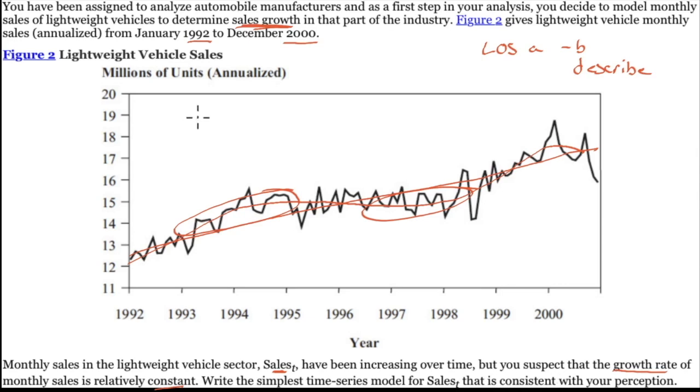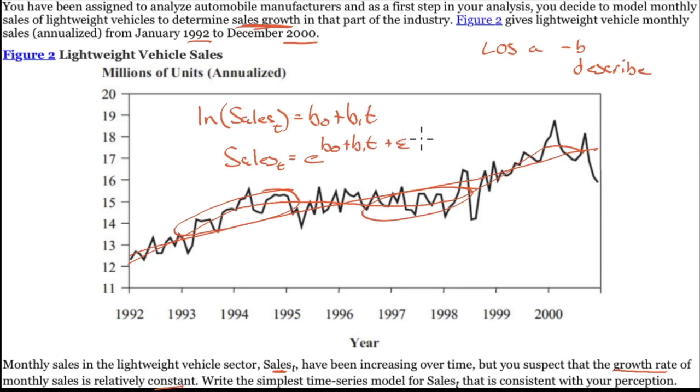Well, the simplest model I know is going to be the natural log of sales T equals B naught plus B1 T. There's the simplest model. Stated without the natural log, by the way, it looks like this: sales T equals e to the B naught plus B1 T. And of course, if you want to be very formal, you'd put in the error term. We can also put in the error term here if we want to be very formal. That is the simplest model, consistent with what we believe.